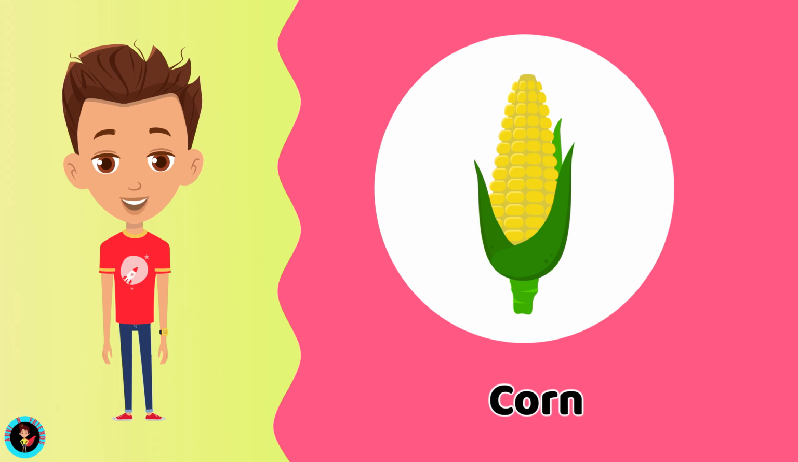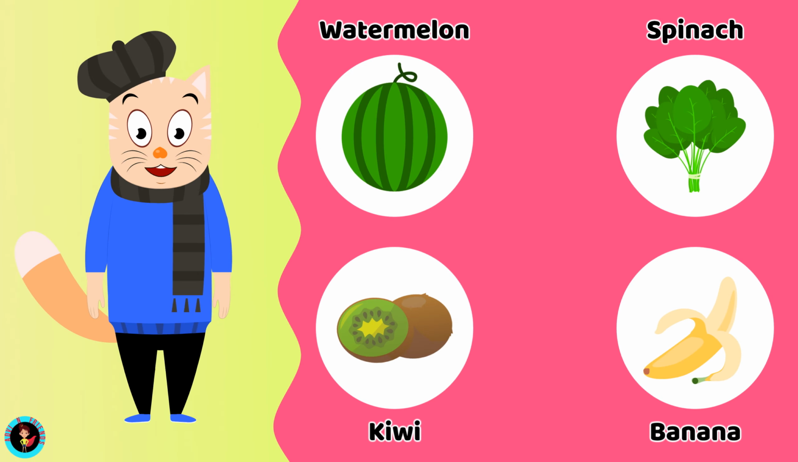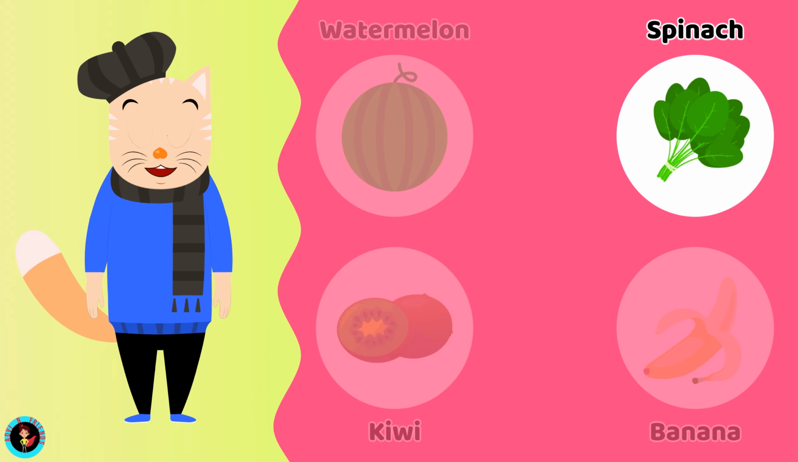Corn is a vegetable. Which among these is a vegetable? Watermelon, spinach, kiwi, banana. The right answer is spinach.